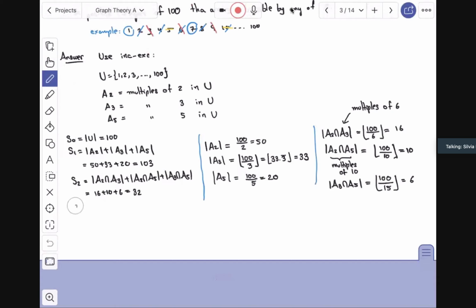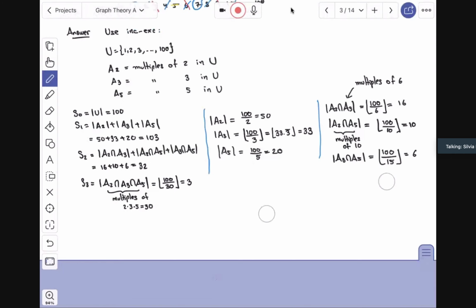And then the last one is S3, which is just the intersection of all of them. These are the multiples of 30, 2 times 3 times 5. Because these numbers are relatively prime, it's just the product. So multiples of 30. So this one is 100 divided by 30. The floor of that is just 3.